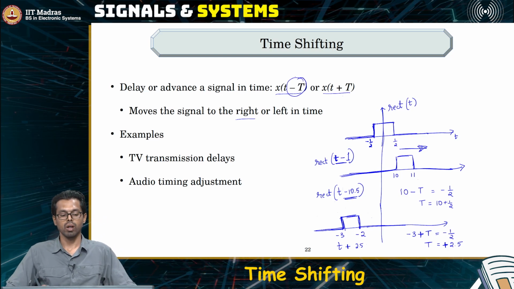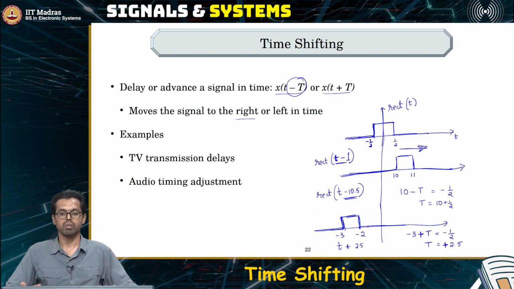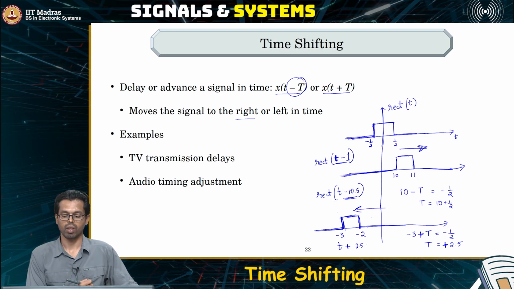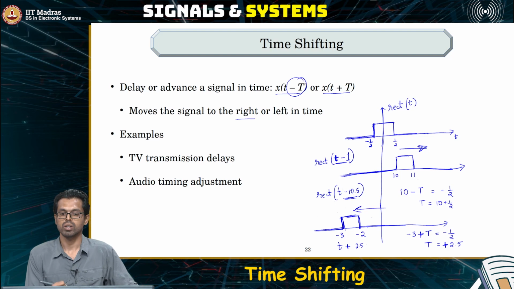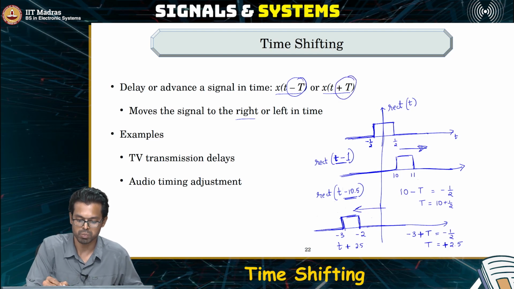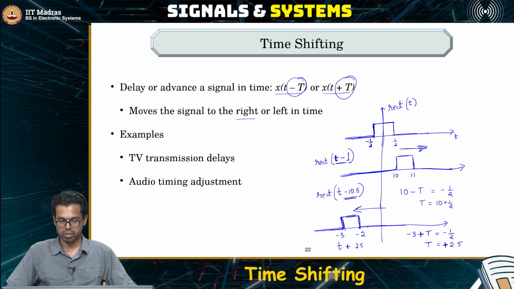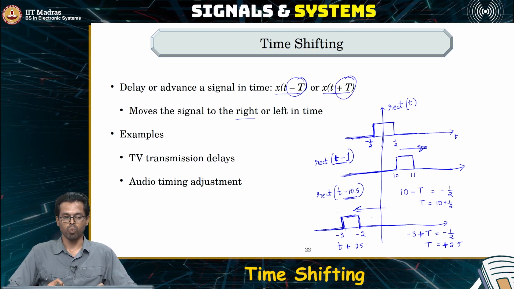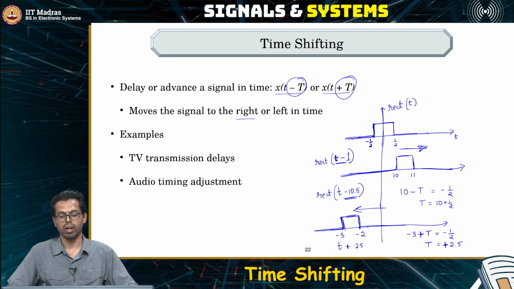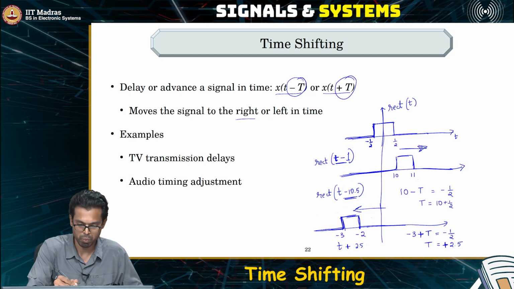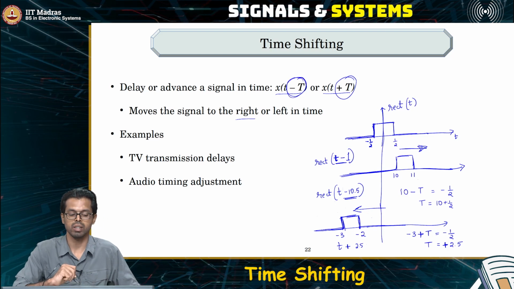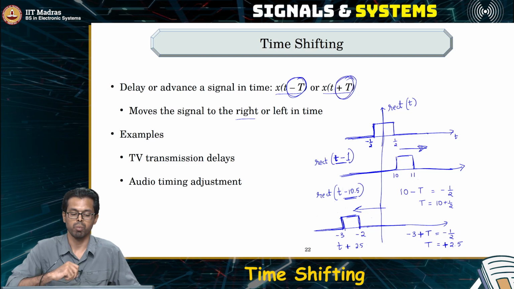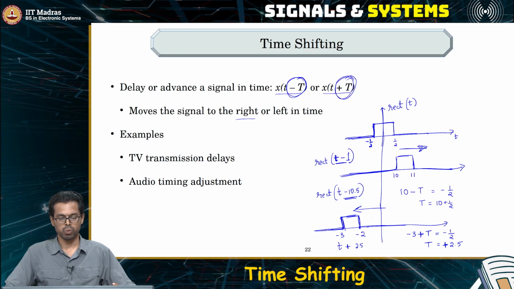And if you want to, let's say, advance the signal, then what are we doing graphically? We are moving it to the left. And how does this moving to the left look analytically? It's just adding some quantity. Okay? So there are two representations, analytical and graphical, and they correspond to what happens in delay or advancing. So delaying is just moving to the right by subtracting something, and advancing is just moving to the left by adding a positive quantity.